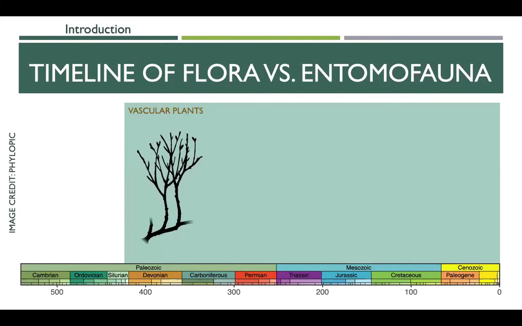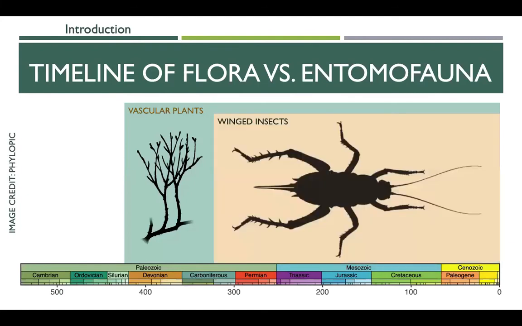Vascular plants originated during the Silurian. In contrast, winged insects did not originate until the Carboniferous. Almost all insects that are alive today have wings, or at least their ancestors have wings, and wings are one of the two key innovations that are credited with facilitating the tremendous diversity of insects. But you can see that there's a lag of many tens of millions of years between when vascular plants were on the landscape and available for insects to eat versus when we have winged insects.